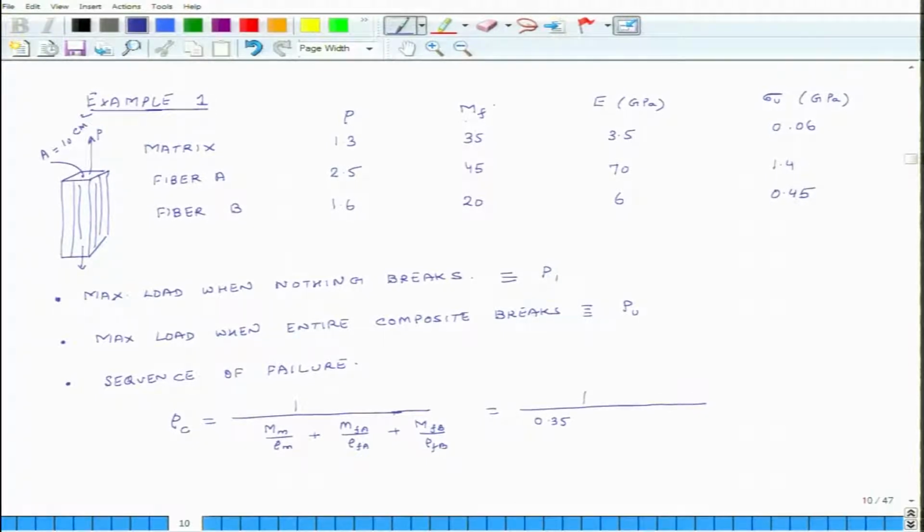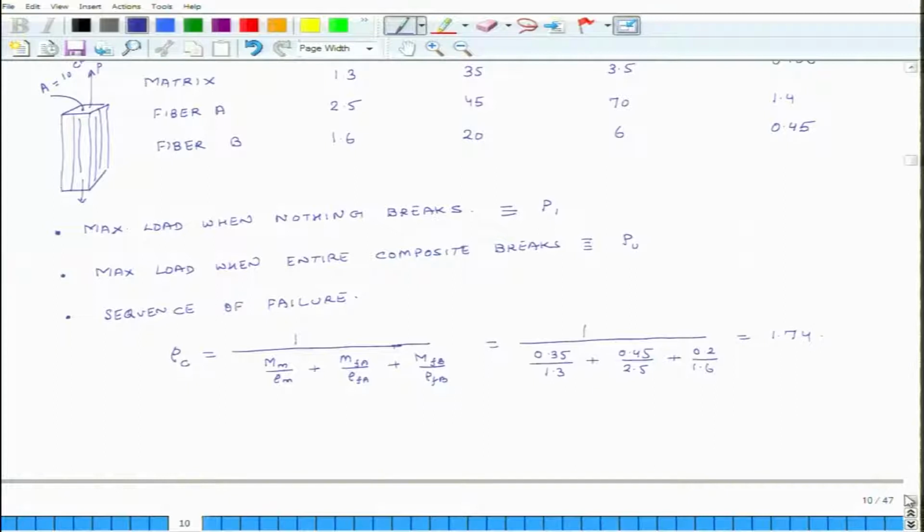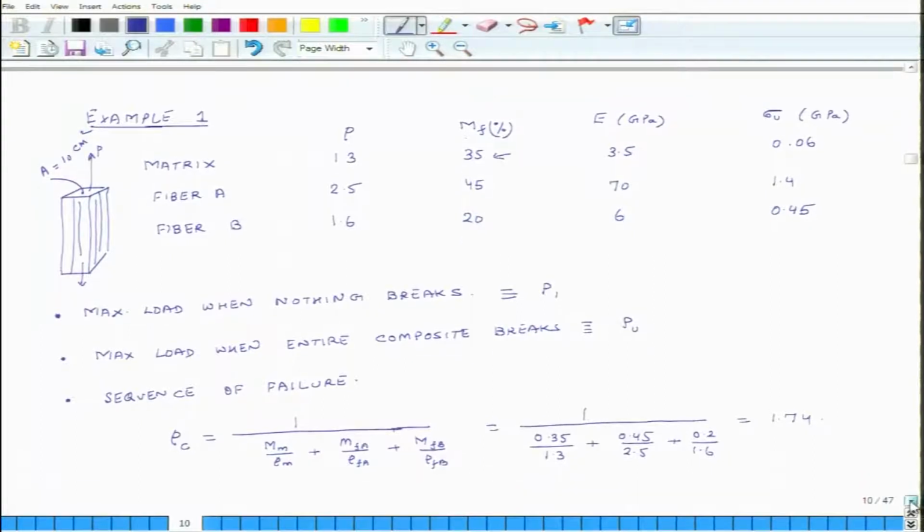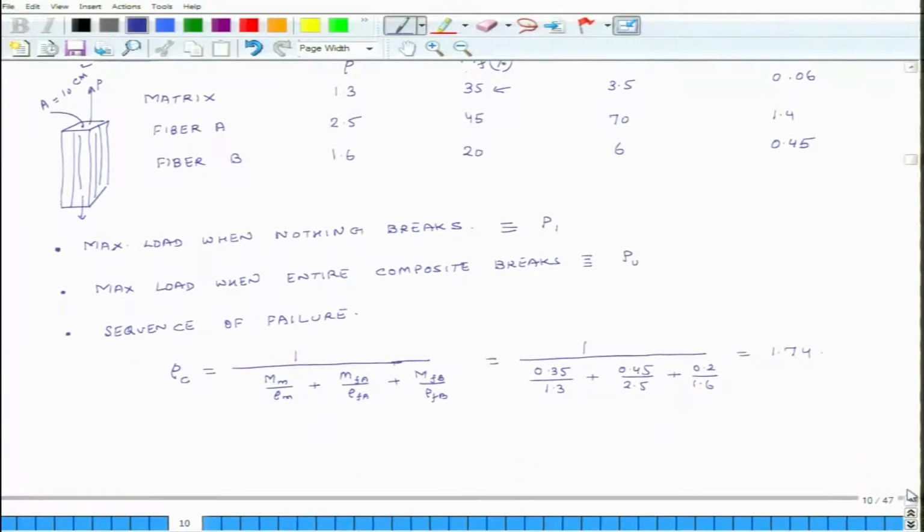So, this equals 0.35, this is in percent, so 0.35 by density 1.3 plus 0.45 by its density 2.5 plus 0.2 by its density 1.6, and that works out to be 1.74. This density is required, that is why we are computing. So, now with this density we can calculate the volume fractions of each component, because we know the mass fractions, and with this we can compute the volume fractions.